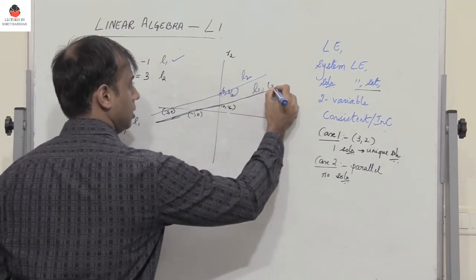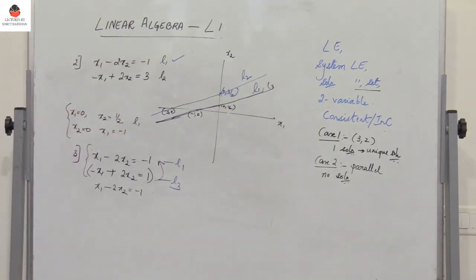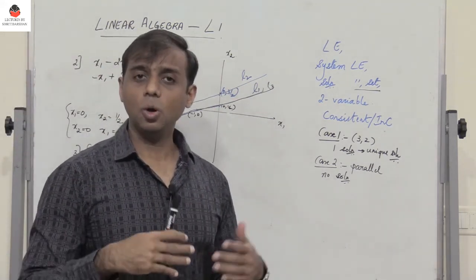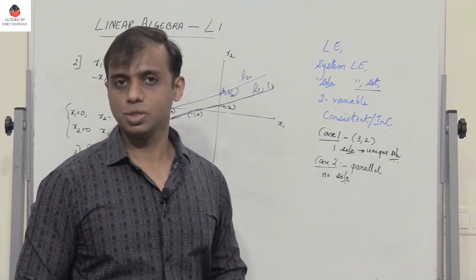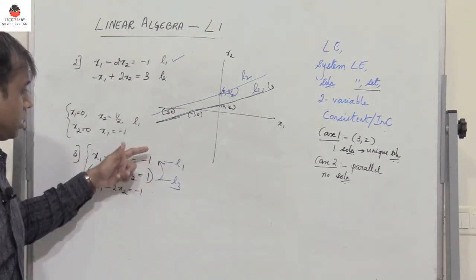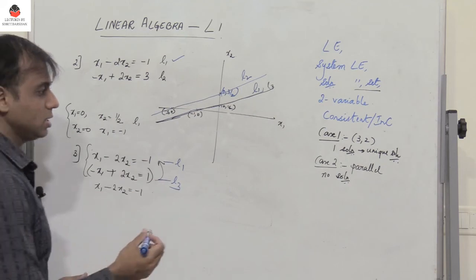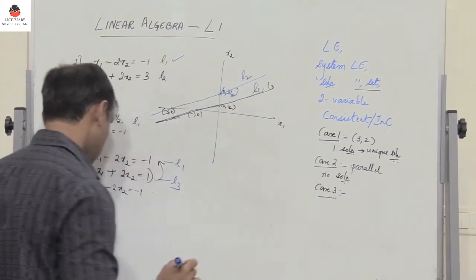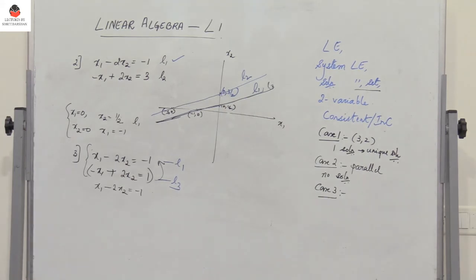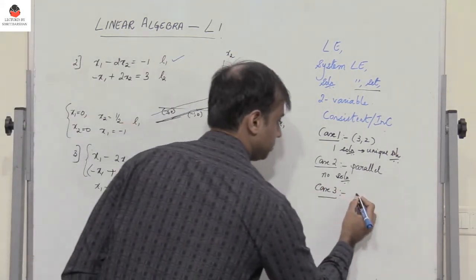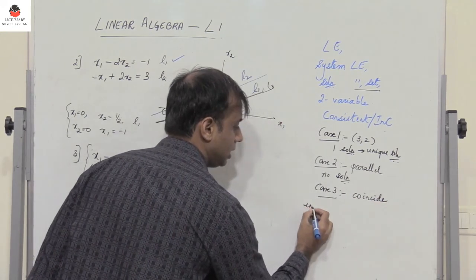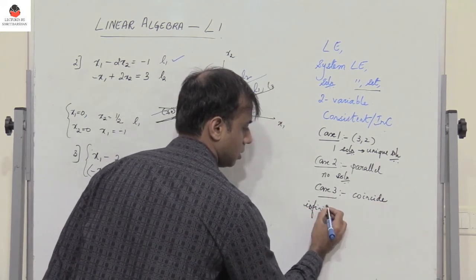So I have L1 and L3. I find that every point on L1 coincides with every point on L3. So all the points would form the solution for both the equations L1 and L3. So case 3. Now what is case 3? We find that if the 2 lines coincide, we would have infinitely many solutions.